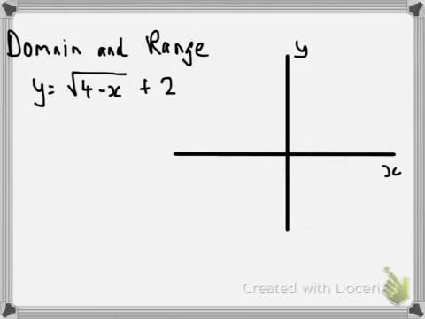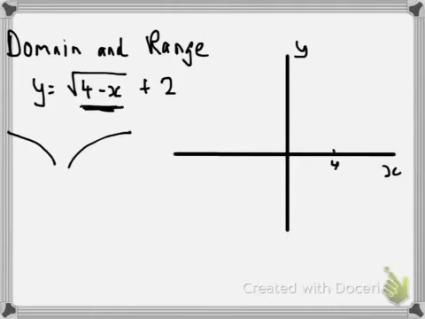What about the domain and range of this one? This time, because of the negative x, we've got a reflection in the y-axis. So instead of the graph going that way, the graph's going to go that way. A 4 minus x situation means we've got a translation 4 units to the right, plus 2. So we're going to get 4, comma 2, and it's going to go up that way because it's been reflected in the y-axis.